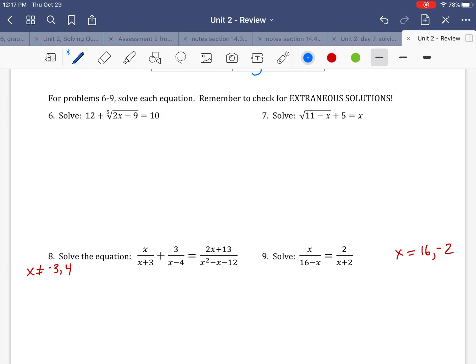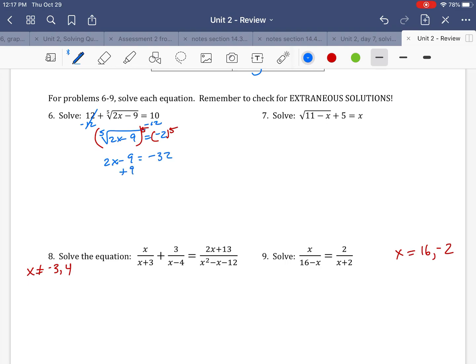Now up here for number 6. We're going to solve this by getting the radical alone. So I'm going to take away 12 from both sides. So I get 5th root 2x minus 9 equals negative 2. And now I can come through. It's okay to have the 5th root be a negative. I'm going to come and do the 5th power on both sides. All right, so that means a 2x minus 9 comes out, and I get negative 32.